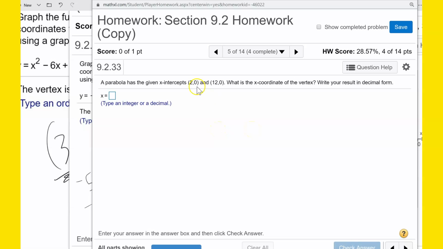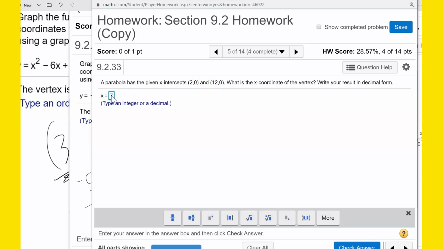Again, this one, all you have to do is find the average of the x-coordinates to find the vertex. I'm just going to add 2 and 12. That gives me 14. And divide it by 2, that's 7. So the x-coordinate of the vertex is 7 here.